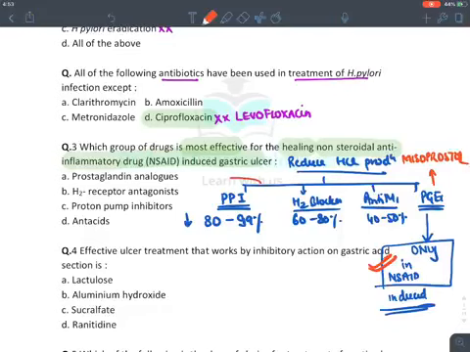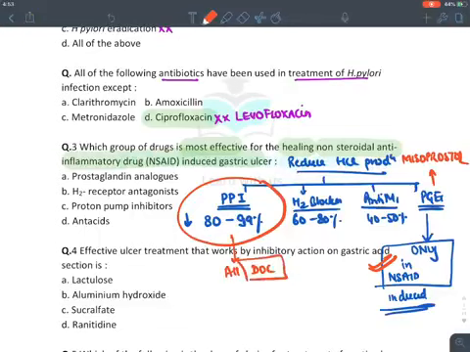But remember, for all peptic ulcers, even NSAID-induced peptic ulcer, the drug of choice everywhere is proton pump inhibitors. Proton pump inhibitors are the most effective drug. They are used in all types of peptic ulcer, but misoprostol is a specific drug for NSAID-induced peptic ulcer. It is not used in H. pylori-induced peptic ulcers. So the answer for this question, most effective drug, blindly mark the answer, PPIs.